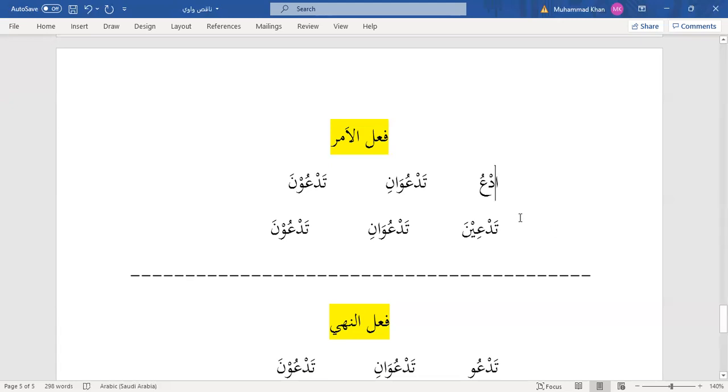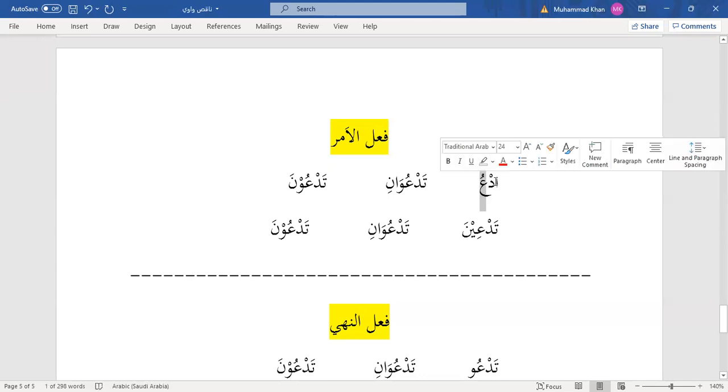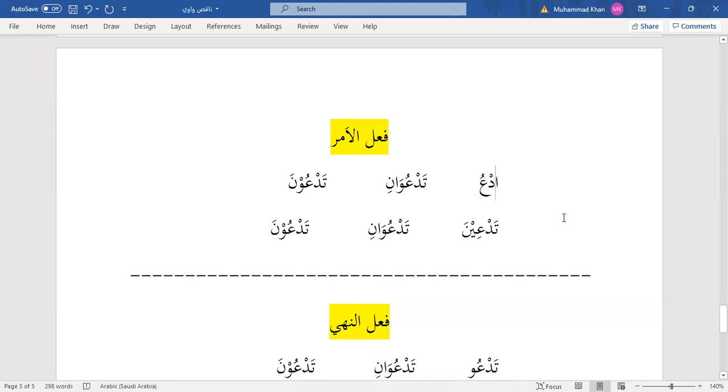So there are two reasons you would be able to know why we have to put dhamma. The first reason is if you see dhamma here, then it's easy to say that we have to put dhamma over there. That's number one. But the real reason is that it's from Bab Nasara Yansuru. Only for Bab Nasara Yansuru we put dhamma, and for the rest of the abwab we put kasra. This is a universal rule. However, the easiest way to figure it out is if you see dhamma here, then put dhamma, otherwise put kasra.